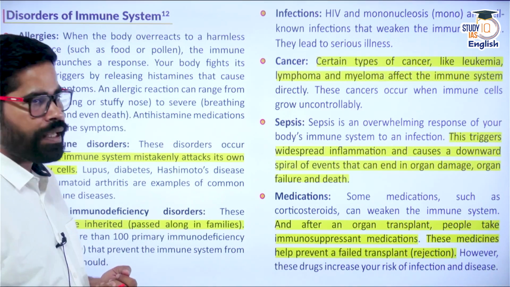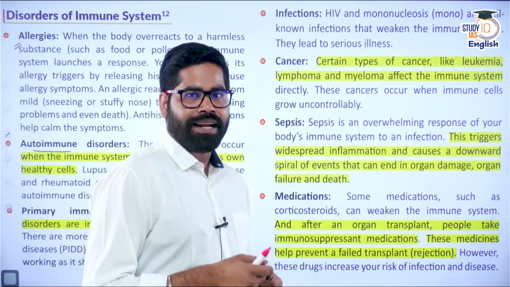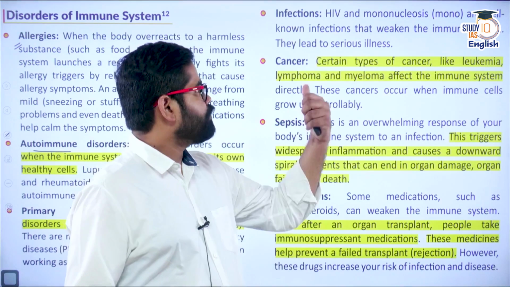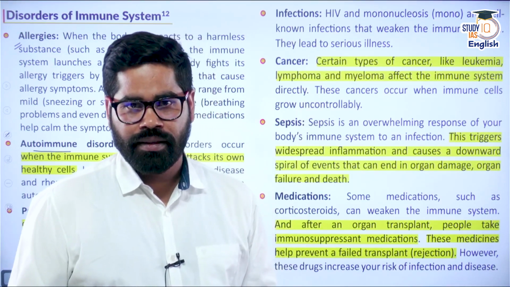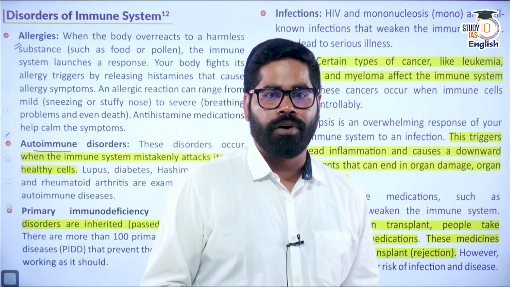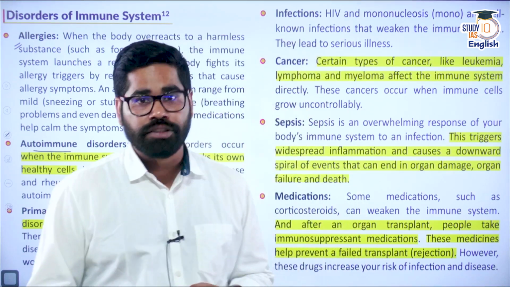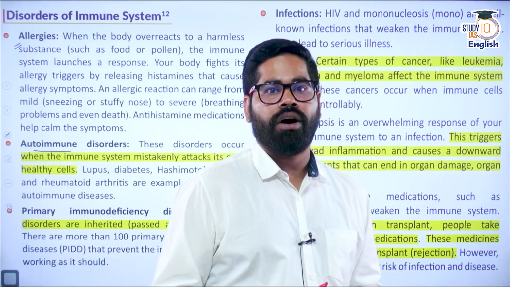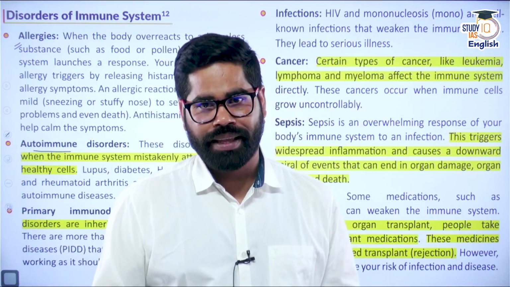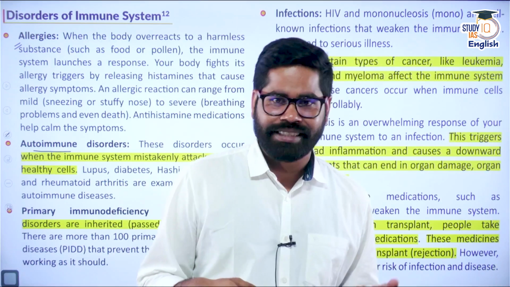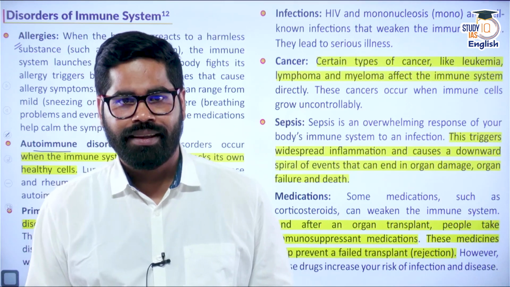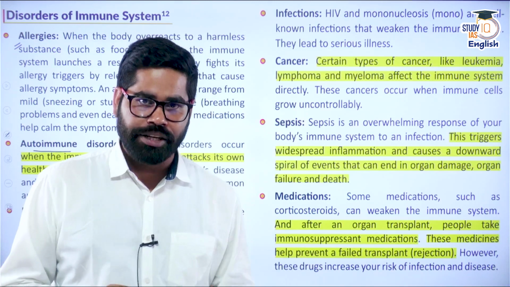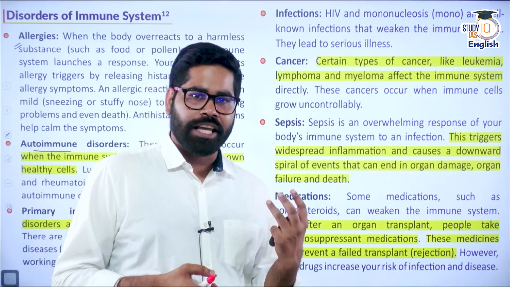Then there are certain infections which impact the immune system, and one of them is HIV. HIV is responsible for acquired immune deficiency syndrome, AIDS. This again hampers the ability of the immune system to work properly. The HIV virus is basically destroying the T cells and B cells of the body, and it reduces the capability of the immune system.